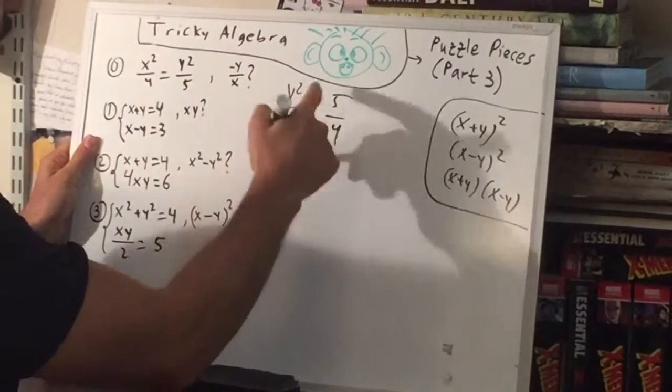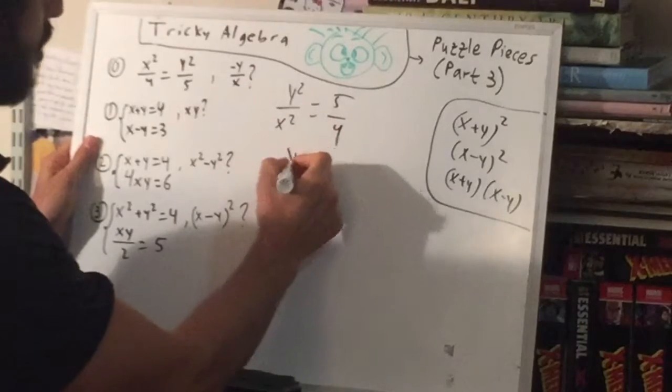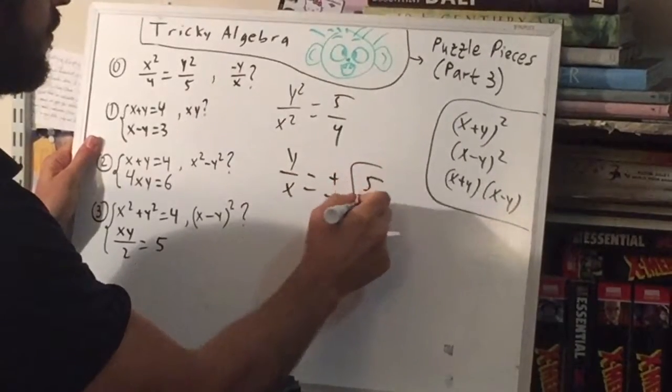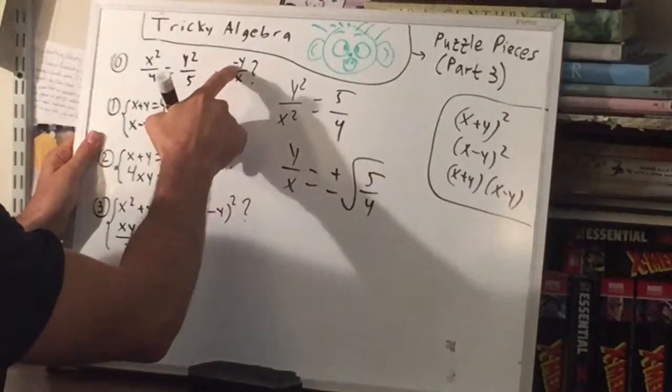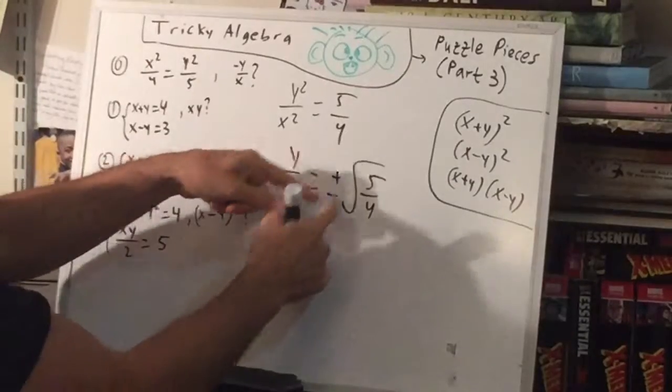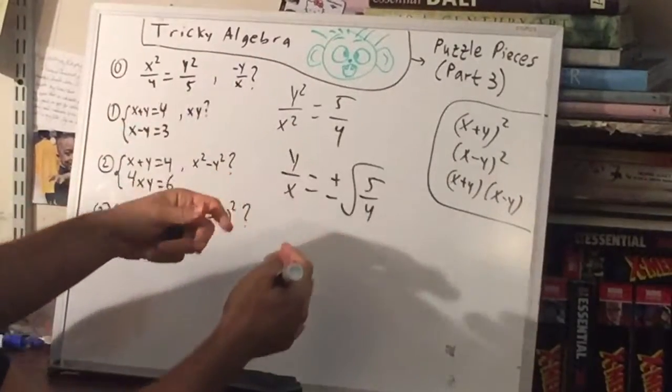So now we just take the square root, and so y over x would be plus or minus the square root of 5/4. And since we want the negative of that, well, it doesn't matter, does it? We'll just have minus plus instead of plus minus. It's all the same stuff.